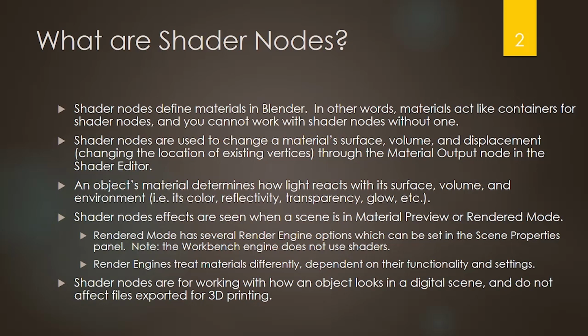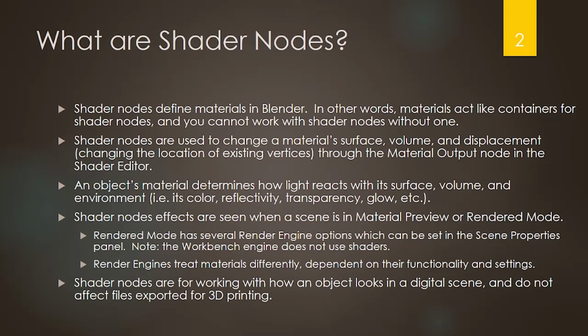Shader nodes are used to change a material's surface, volume, and displacement through the material output node in the shader editor. If you're with us from the geometry node editor course, you might recall we would do a whole bunch of work with geometry nodes, and the results would all end up in a single node called the geometry output node. Working with the shader editor is not much different. Everything we do is eventually going to wind up at the material output node, and that node has three inputs: one for surface, one for volume, and one for displacement, and we'll talk a little bit about doing all three.